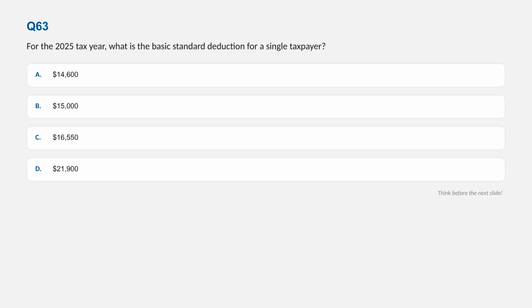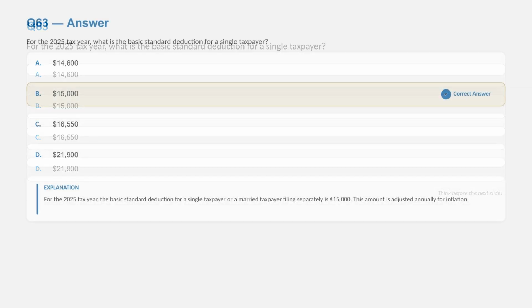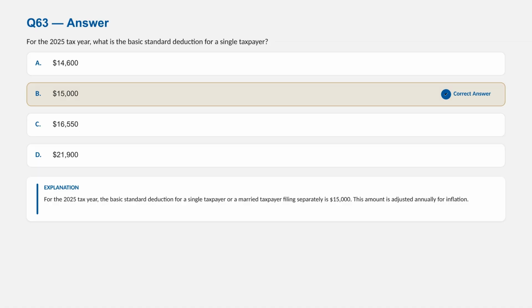The correct answer is B. $15,000. For the 2025 tax year, the basic standard deduction for a single taxpayer or a married taxpayer filing separately is $15,000. This amount is adjusted annually for inflation. Great. Now let's move to our next question.